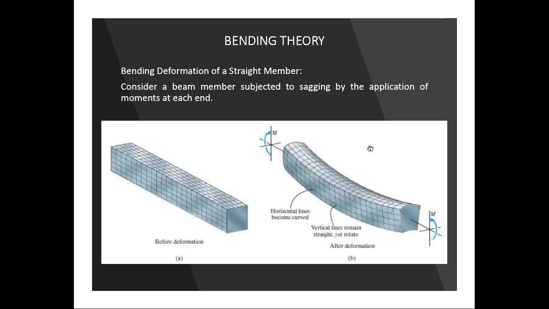As you can see over here, this is a straight member, like a beam. What we are doing here is applying a sagging moment at the ends. You can see the distortion, the change in the shape of the body. This particular surface is going to contract, while the surface at the bottom is going to elongate. So there will be compression over here, and there will be tensile stress and elongation here in the beam.